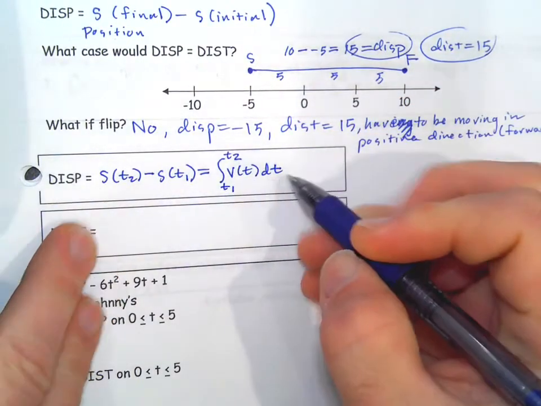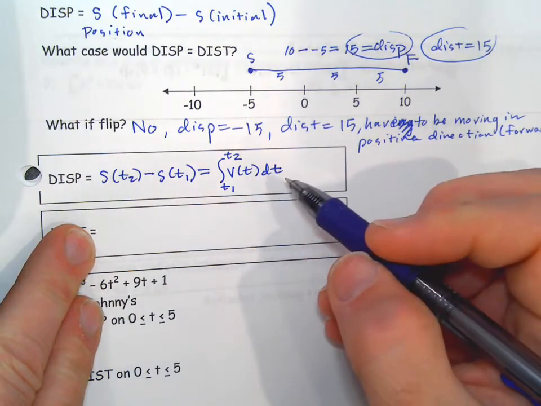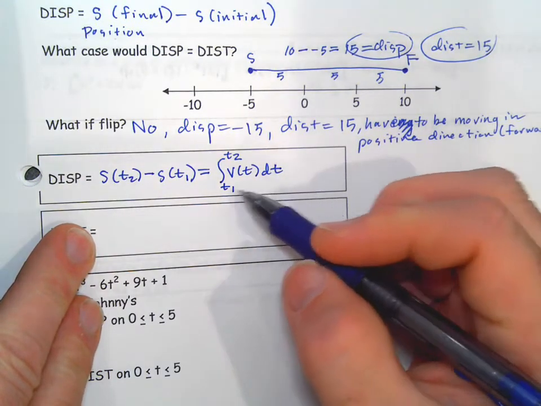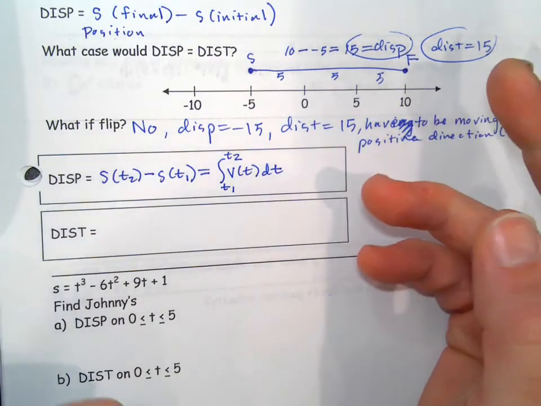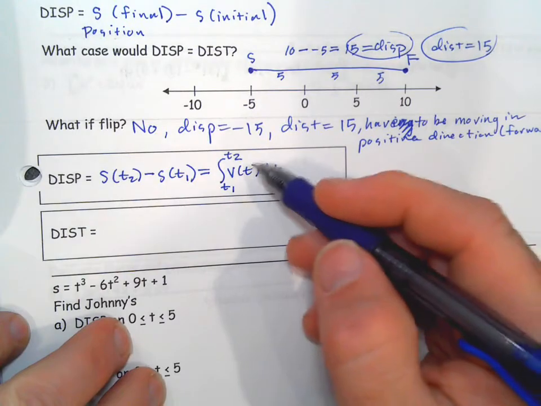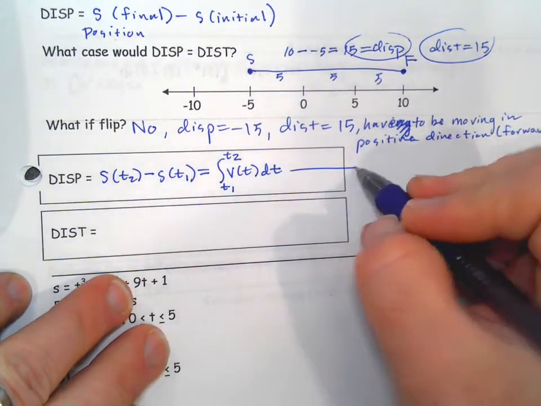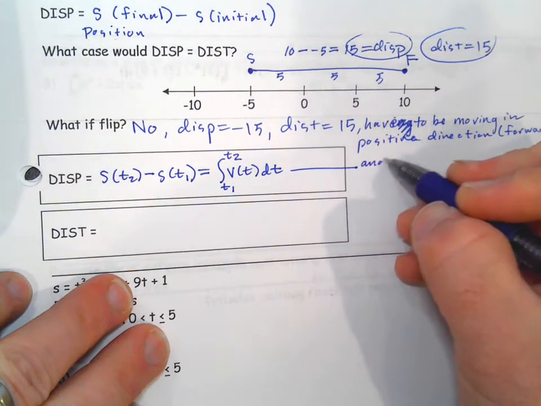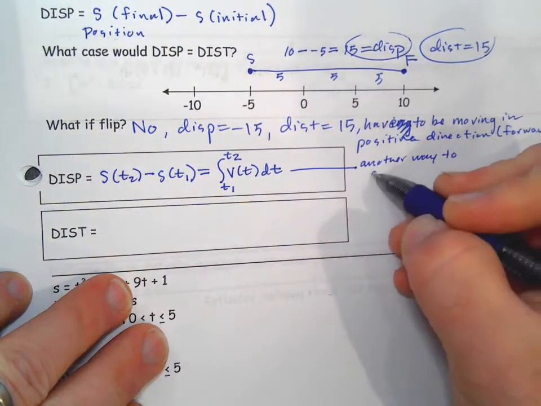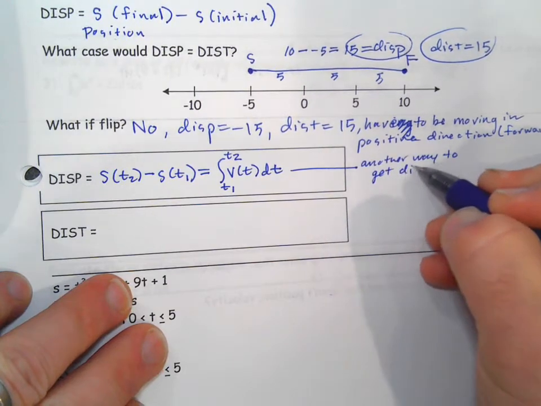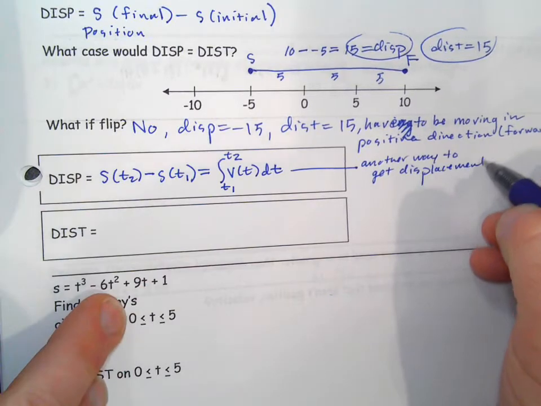So actually, another way of finding displacement is by integrating the velocity, which is the accumulation of all the changes. So displacement is really like the total change in the end. And if you integrate the derivative of position, velocity, you're going to get the total change in the end. So this is just another way to get displacement. Now, if you can just simply plug the numbers in, that's a lot easier, right?